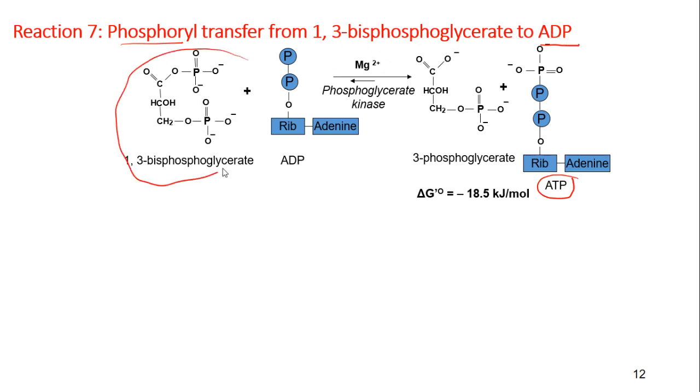So what we had here, 1,3-bisphosphoglycerate, one of the phosphate groups will be given to ADP to produce what? ATP. Remember, this is a payoff stage. Being a payoff stage, we need ATP to be created. Now, an enzyme which is involved is just the phosphoglycerate kinase, and remember, magnesium is also involved.